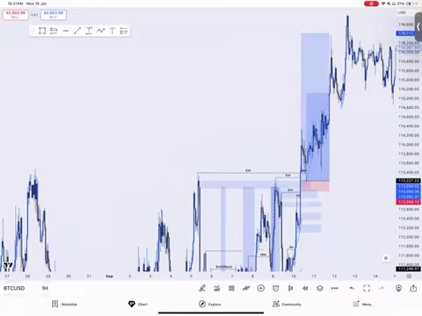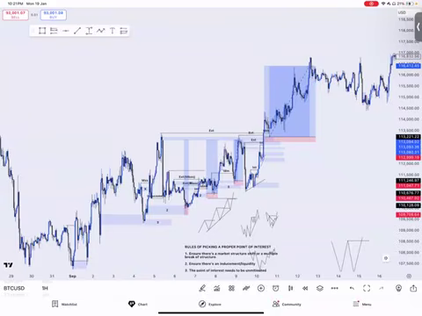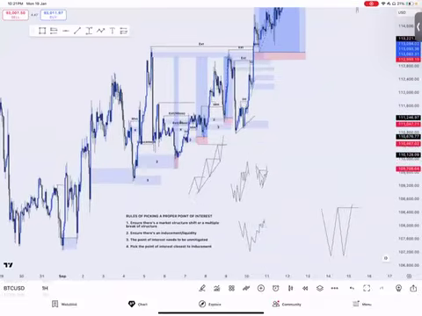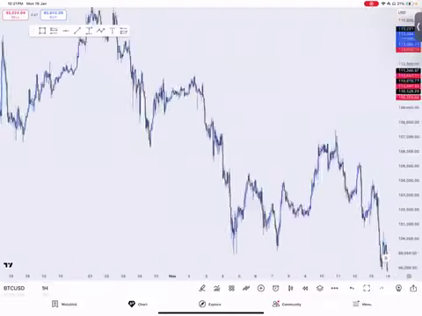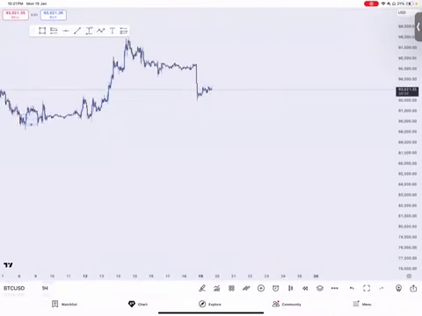Now notice how we have the first 1, 2, 3, 4, back to back to back to back. Reversal first, the rest continuations, using the rules of picking a point of interest to pick our entries. So you see why sometimes markets react from your other block, sometimes the market reacts from your breaker blocks.